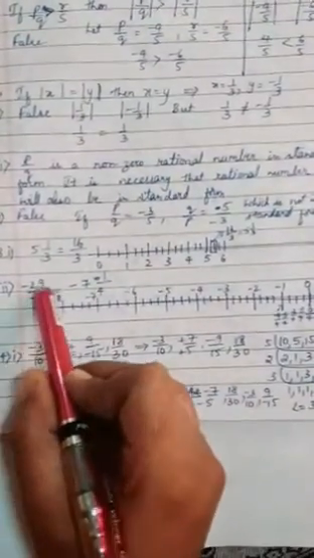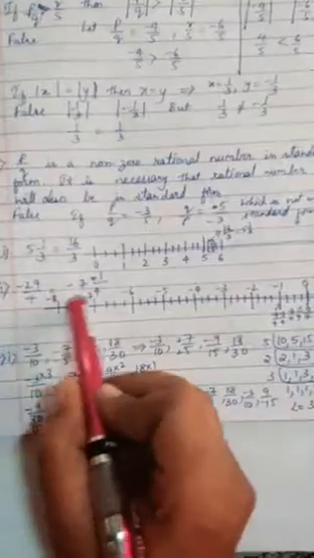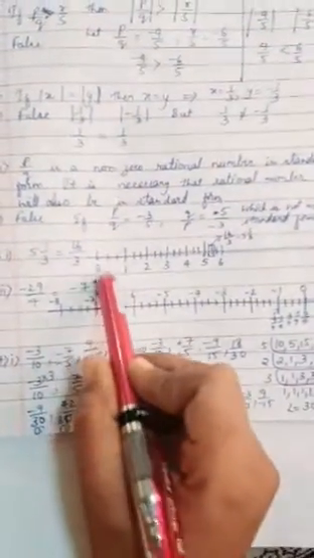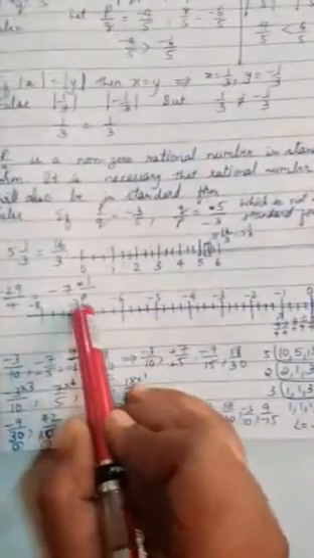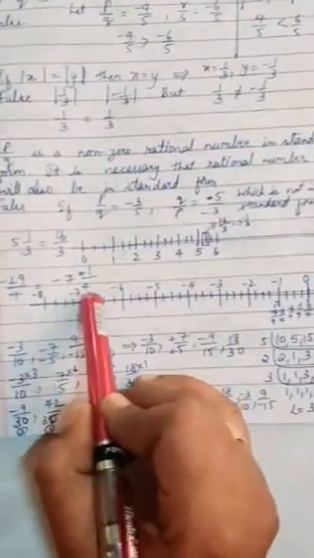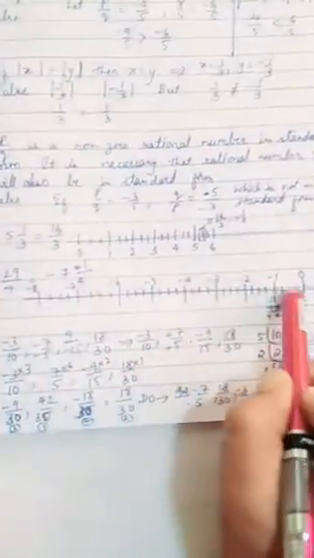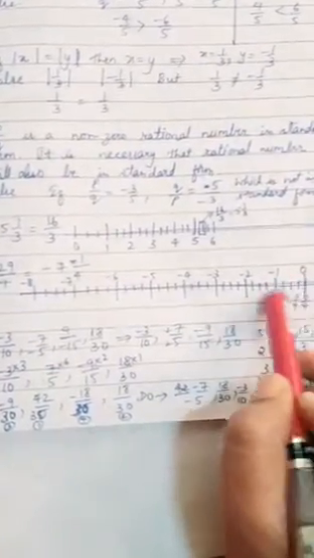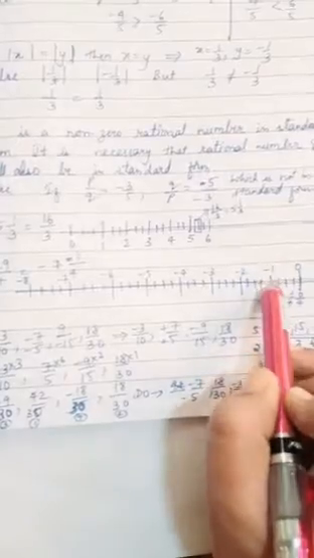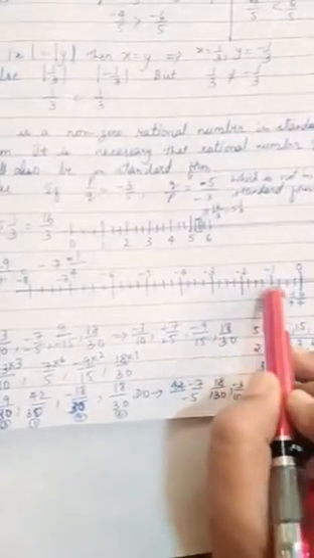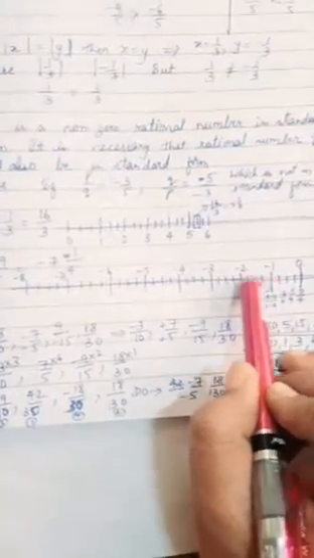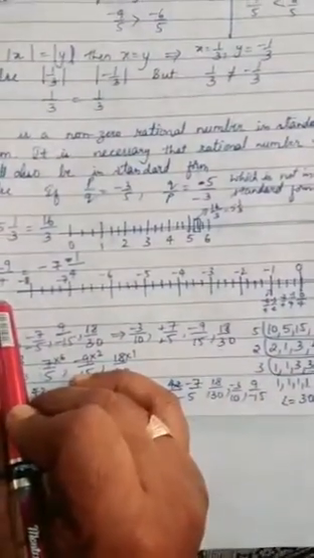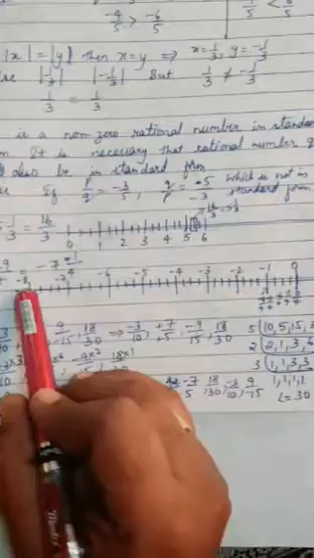4 how many times is 29, children? 4 sevens are 28. 1 is left in the numerator, 1 by 4. Now we have to indicate minus 7 1 by 4. So between 0 and minus 1 we have to make 4 divisions. Between minus 1 and minus 2, again 4 divisions. In the same way I have made 4 divisions till minus 8.